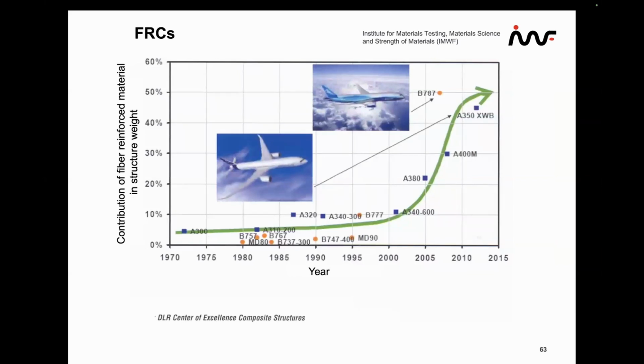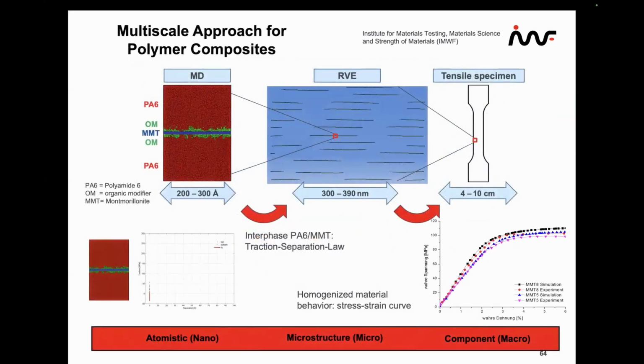Besides these metal matrix composites, we are working on fiber reinforced composites because they became more and more important in recent years. If you look here at the polymer matrix material with some montmorillonite inclusions in this shape, we have some organic modifier, which helps to improve the interface. And here you can see how the polymer adheres to this organic modifier.